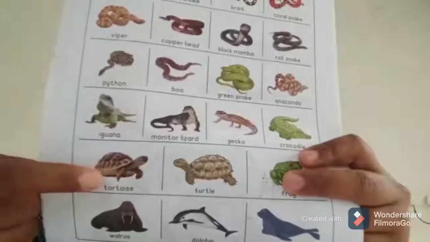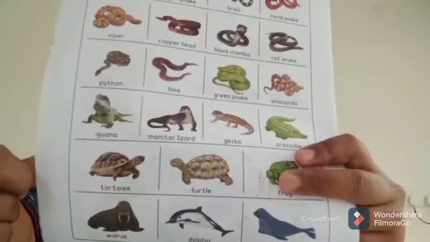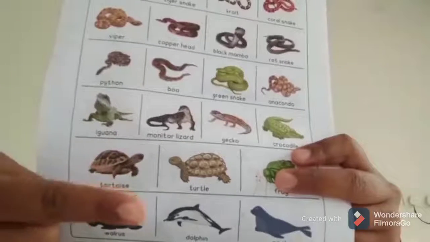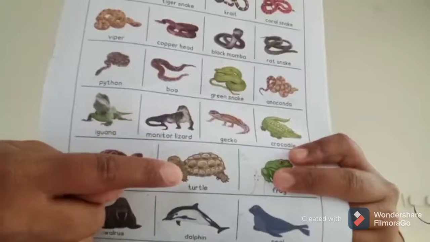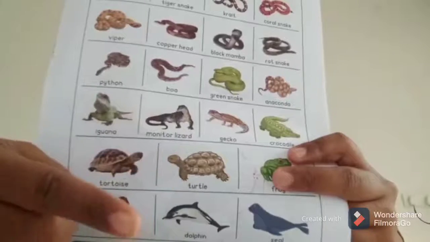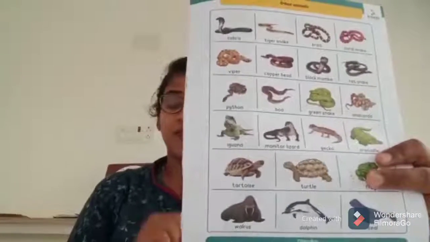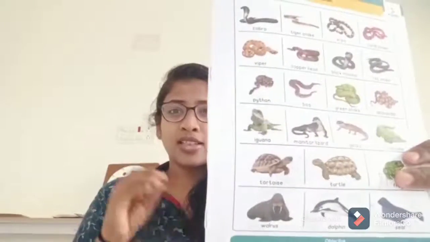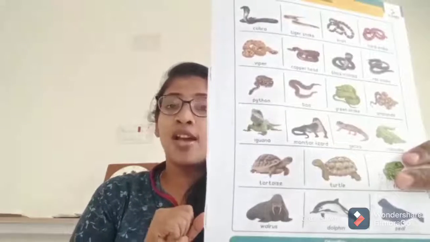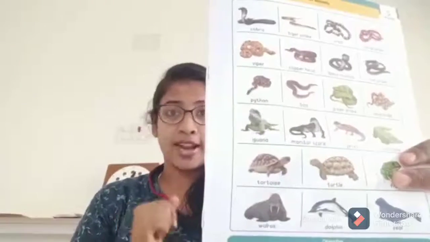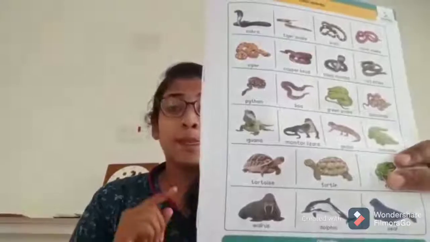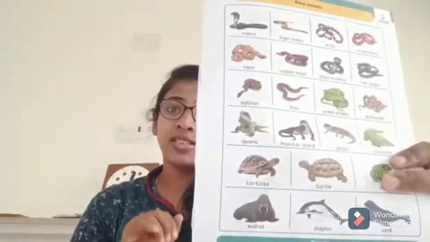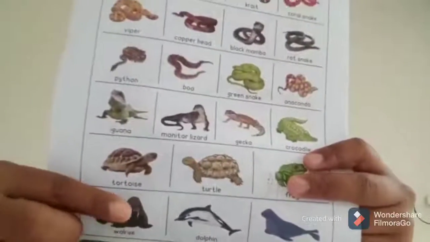Tortoise are vegetarian. They eat leaves, plants. Tortoise are vegetarian, whereas turtles are non-vegetarian. They eat the flesh of animals like earthworm, snail and small bugs, insects, and also they eat plants, leaves. Okay, but tortoise are vegetarian. They eat only plants and leaves.